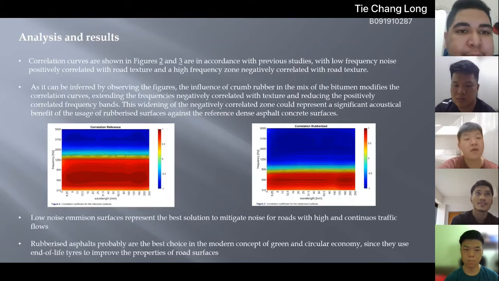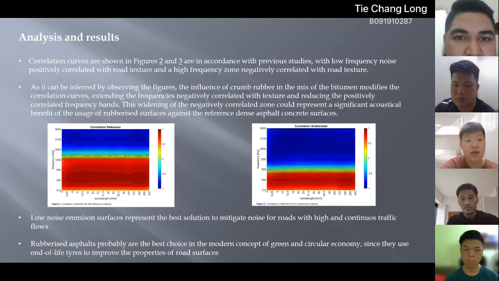Okay, next. For the analysis and results, the correlation curves shown in figures 2 and 3 are in accordance with previous studies, with low frequency noise positively correlated with road texture and high frequency noise negatively correlated with road texture. As can be inferred by observing the figure, the influence of crumb rubber in the mixture of bitumen modified the correlation curve, extending the frequency range negatively correlated with texture and reducing the positively correlated frequency band. This widening of the negatively correlated zone could represent a significant acoustical benefit of the usage of rubberized surface against the reference dense asphalt concrete surface.